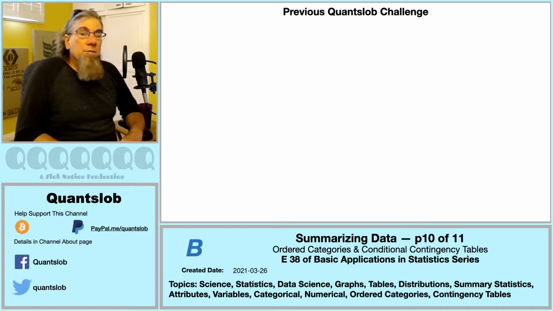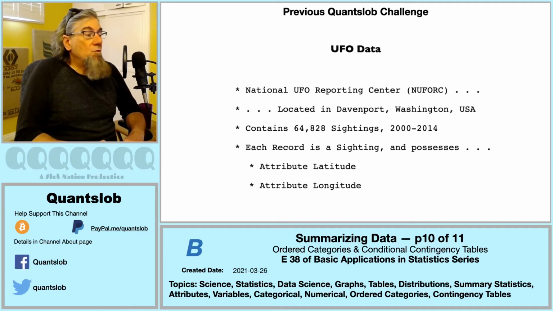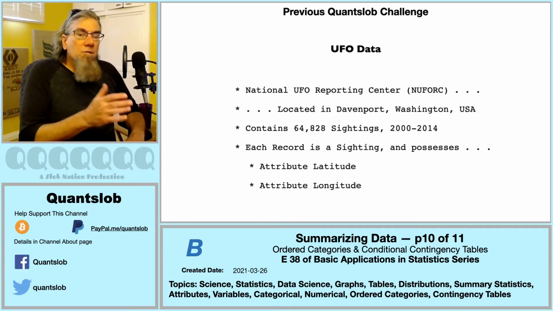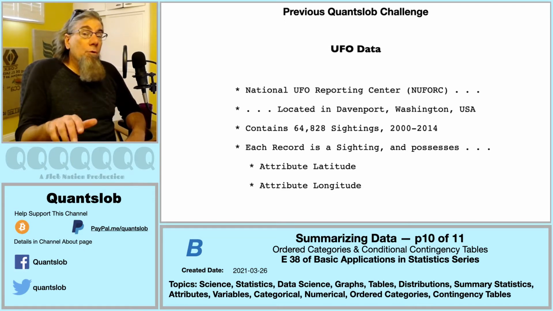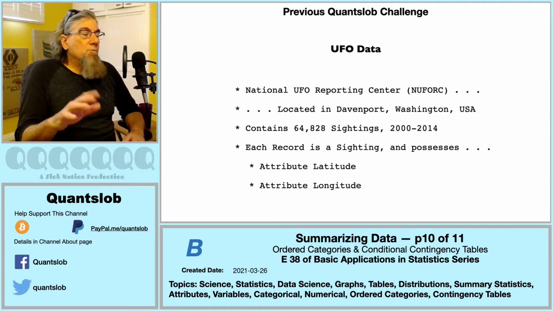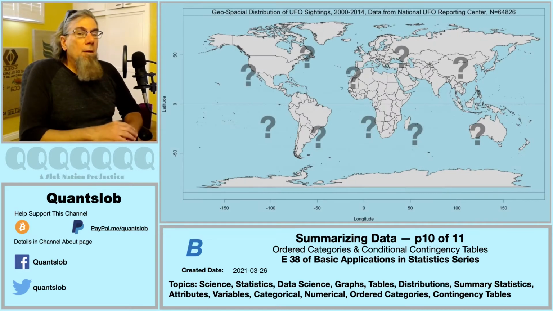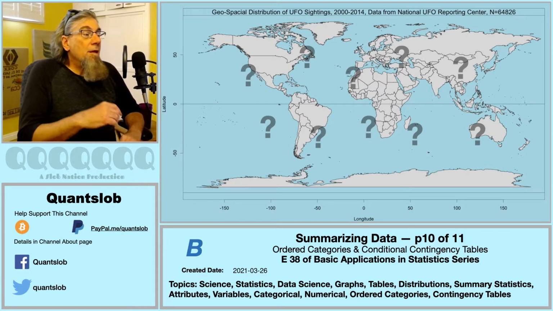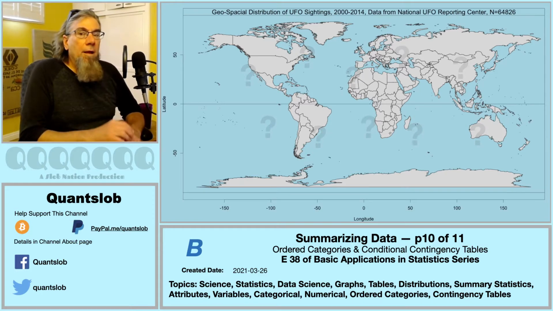Very first order of business, let's take a peek at our previous Quants Log challenge here. So considering the UFO data we looked at earlier in this series, first part, do we think we can plot these data on our map? And second part, if so, what might the global distribution of sightings look like?